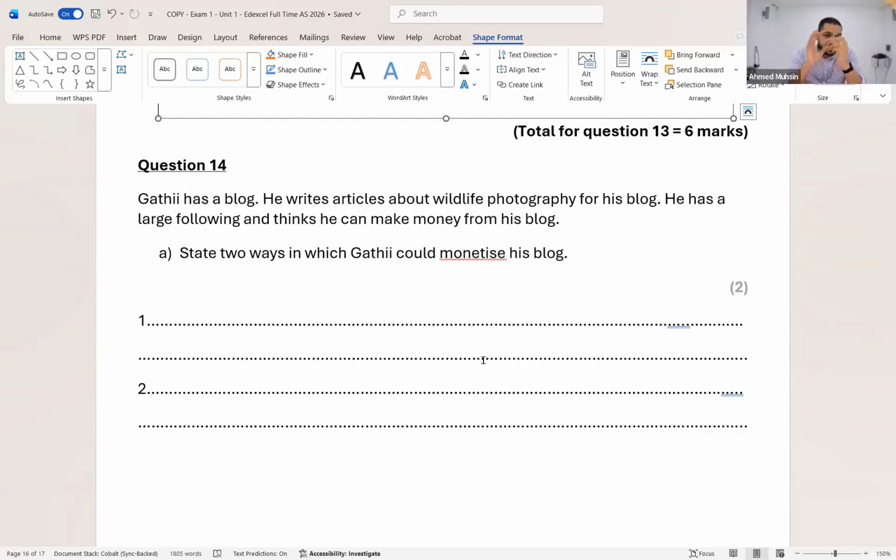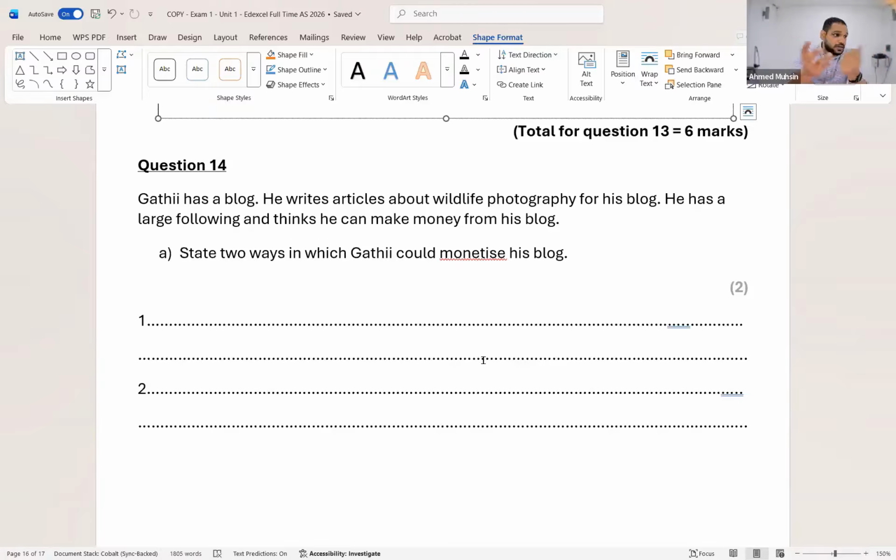Pay-per-click. Number 1 is he can do pay-per-click where he can display Google ads on his web page, and every time somebody clicks on those ads, he earns a very small commission. So since he's having a large following, when many people click on those ads, it could turn into a decent income. Something else?